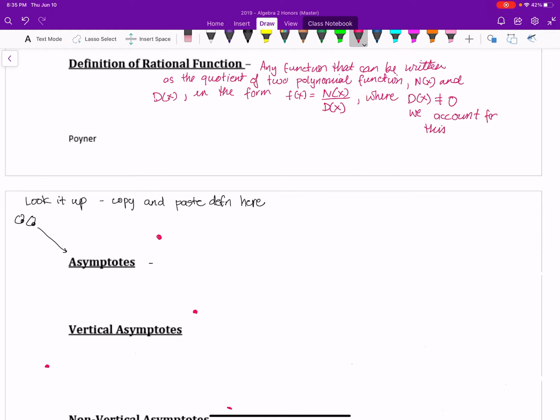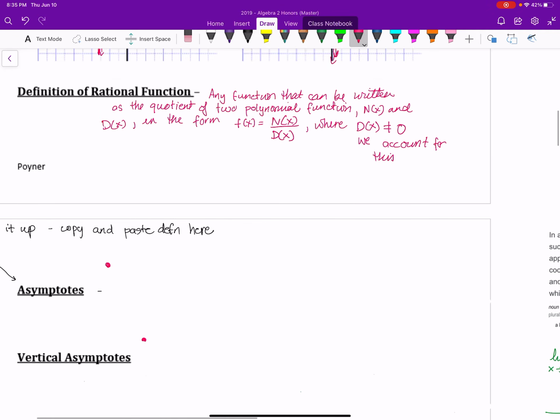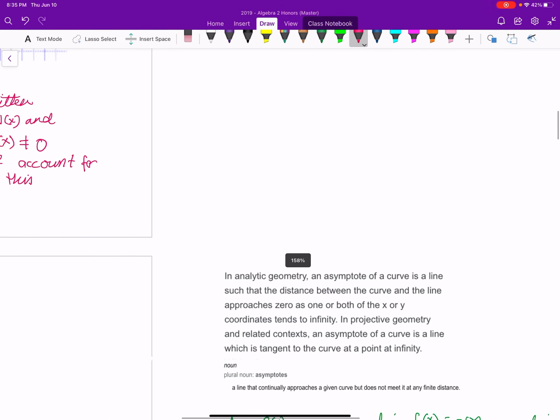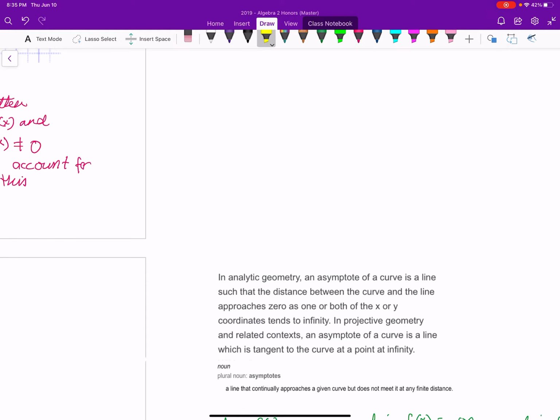So the first thing I want you to do is look up the definition for an asymptote. Copy and paste it. You could put it right in the middle of the page or on the side. I put it on the side because it shifted my pages around weirdly. I went online and found the definition down here at the bottom. What I want you to concentrate on is this: in analytical geometry, an asymptote of a curve is a line such that the distance between the curve and the line approaches 0 as one or both of the x or y coordinates tend to infinity.